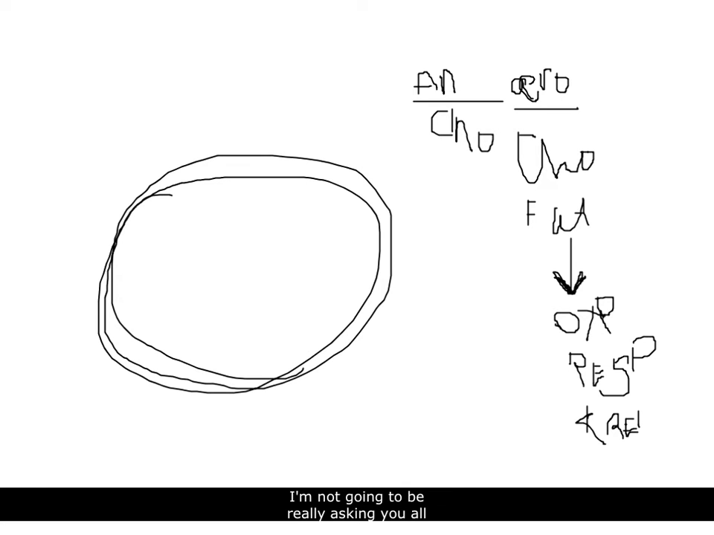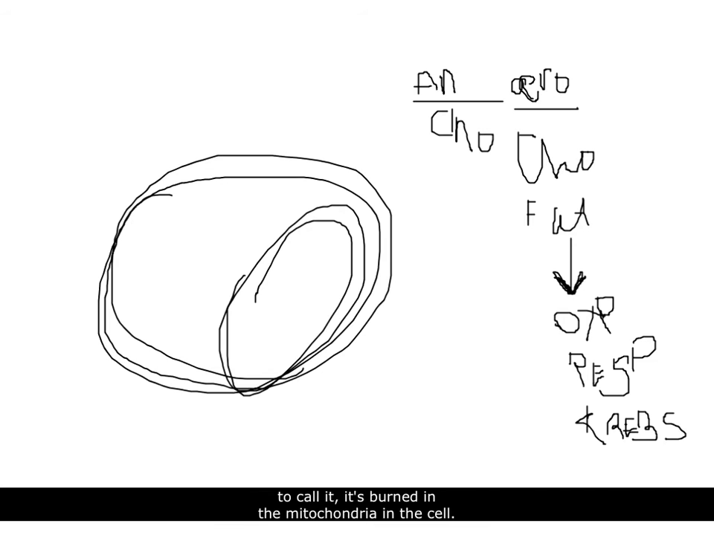I'm not going to be re-asking you all of these things on the test. Hopefully it's sounding familiar to you. So anyway, aerobic metabolism is the breaking down of carbohydrate and fat. When you break down fat, it's called oxidative phosphorylation or respiration, and that process is called the Krebs cycle or the TCA cycle. Point is that when fat is burned, whatever you want to call it, it's burned in the mitochondria in the cell. Here's the mitochondria. This is where the oxidative phosphorylation or respiration takes place.